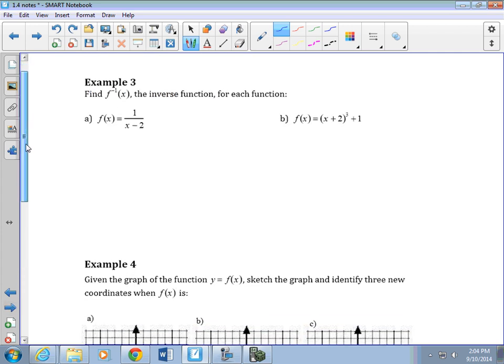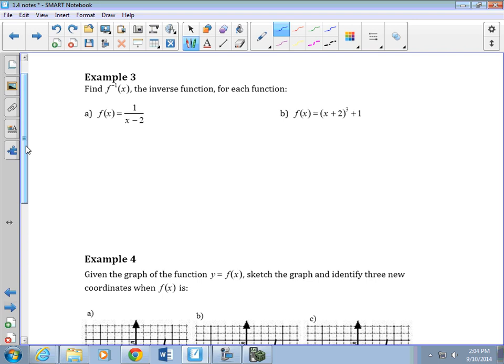Okay, so find the inverse function for each of these functions. So mathematically, that means that I'm going to substitute in. So I have y is equal to 1 over x minus 2, so I have to invert it. x is equal to 1 over y minus 2, and now I solve. So basically I'm cross multiplying. y minus 2 is equal to 1 over x, so I just kind of switch places there. And I need to get my y by itself, so y is equal to 1 over x plus 2.